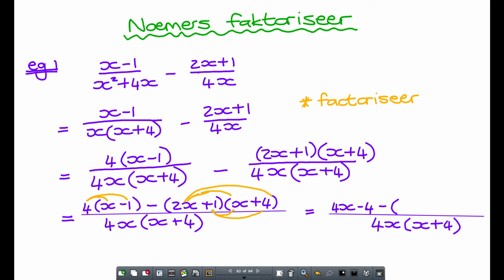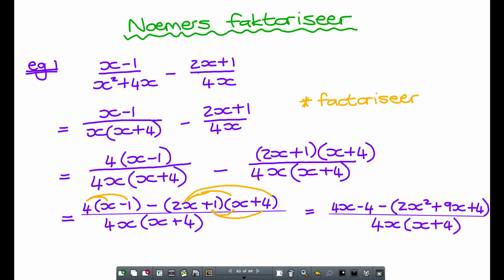Okay? Right. So 2x times x, 2x squared. 2x maal 4 geef my 8x. En 1 maal x is 1x. So 8x plus 1x will give me 9x. Okay. Then positive 1 times positive 4 gives me positive 4. Is julle reg daar? Right.